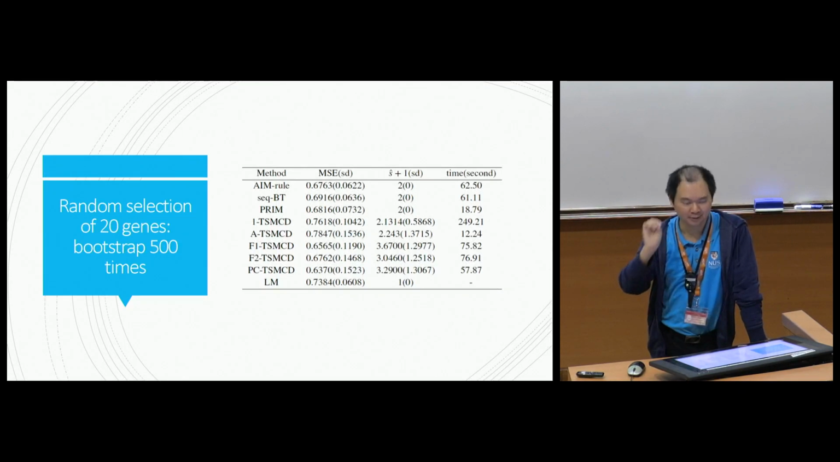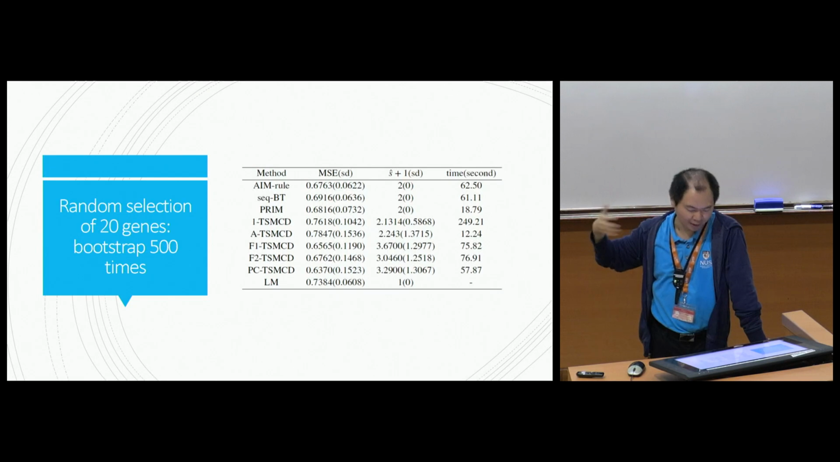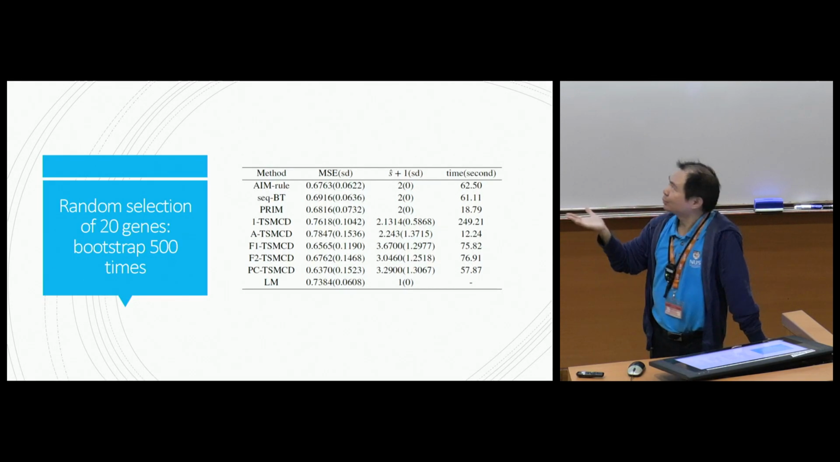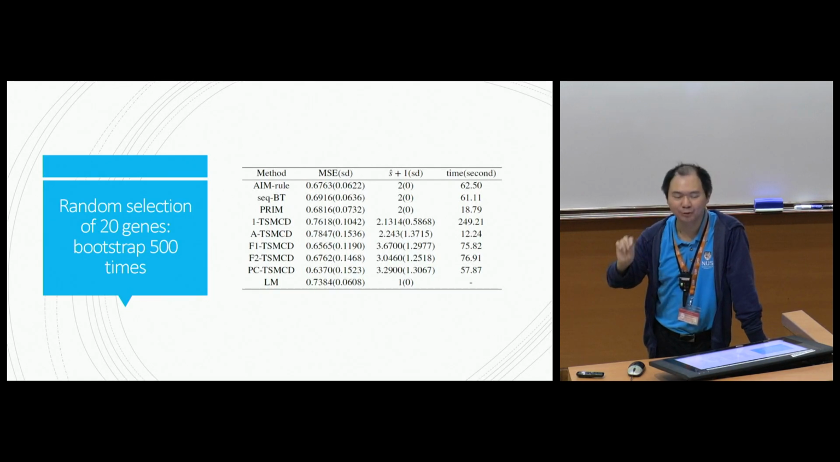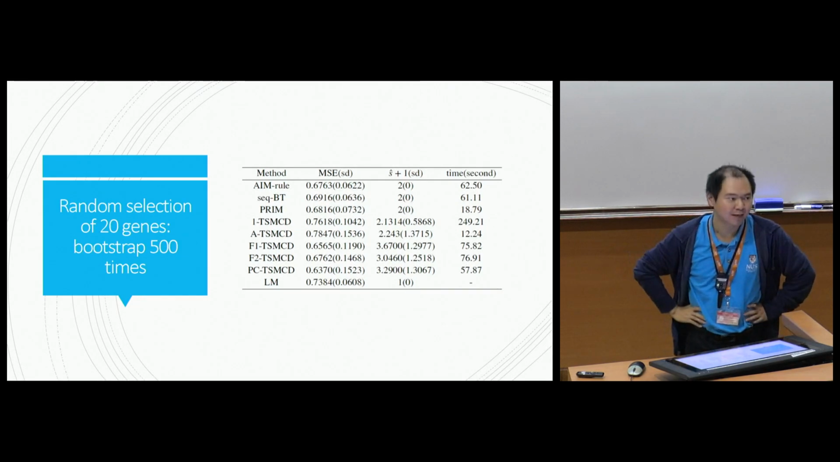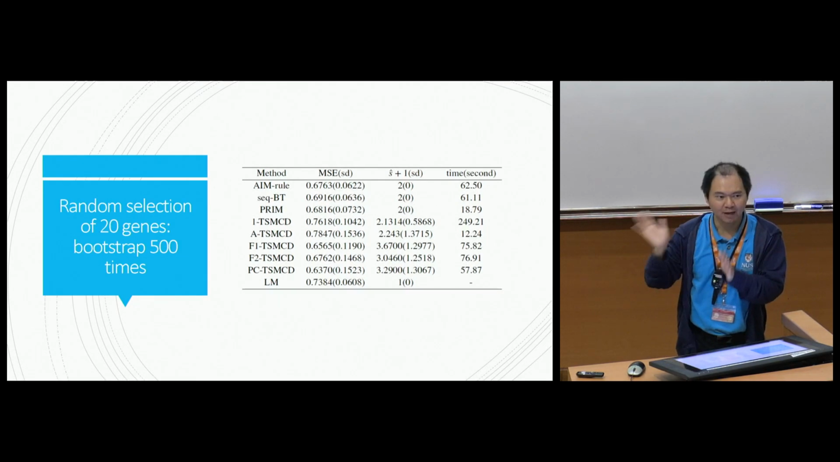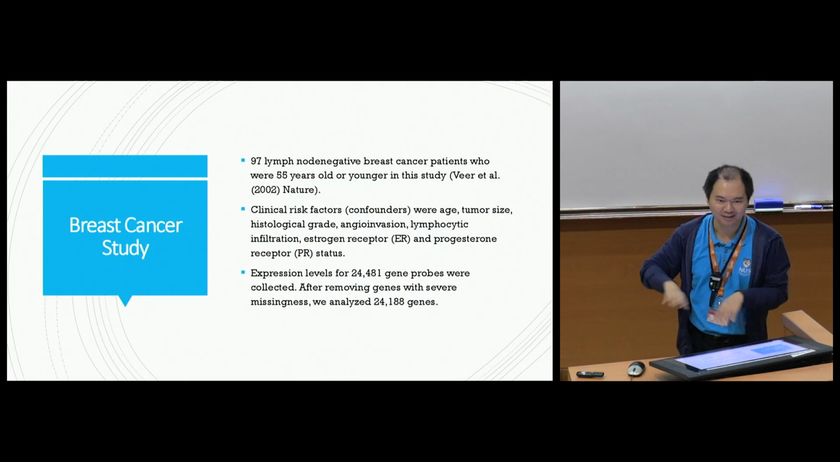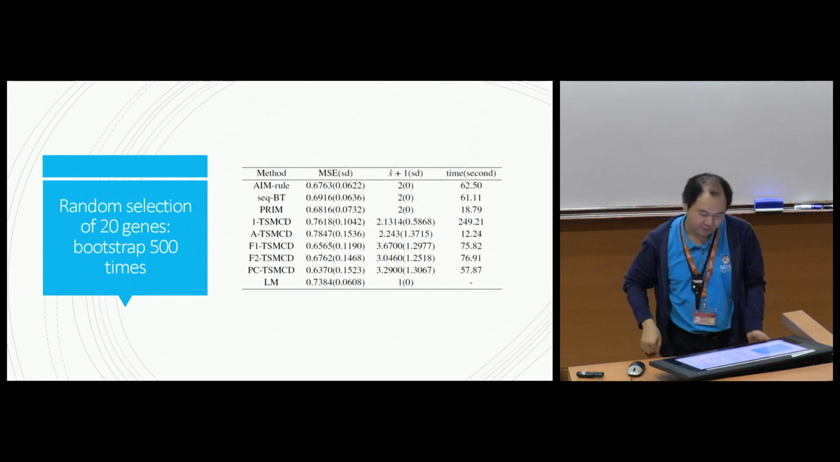Each time with these 20 genes, we can do the subgroup identification by using existing methods and our methods. We repeat this 500 times, and then we look at the average performance. Bootstrap is affordable, so we could make this longer, but here we only report results from 500 times. Hopefully this 500 bootstrap can cover all 24,000 genes. Each time we have 20.